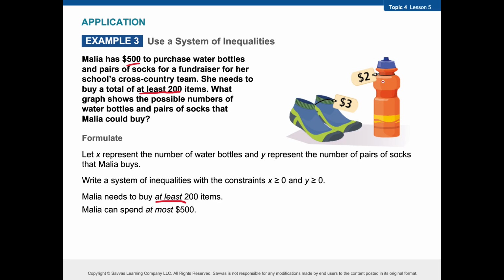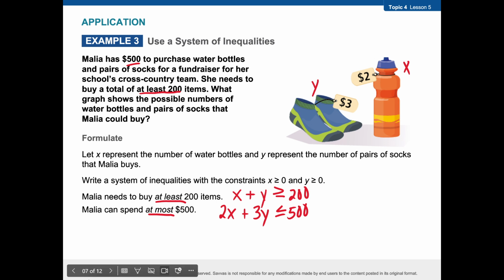So at least 200 items. Water bottles is represented by x, socks represented by y. So all the water bottles plus all the socks are greater than or equal to 200. And then each water bottle is $2 plus each sock is $3. At most, you can't go over 500, but you can spend all of it. So less than or equal to 500 would be your system of inequalities.